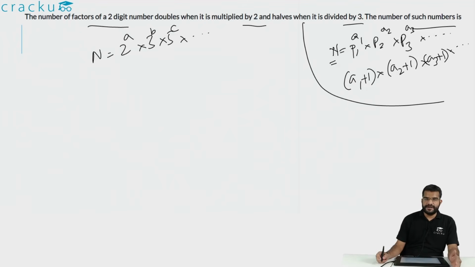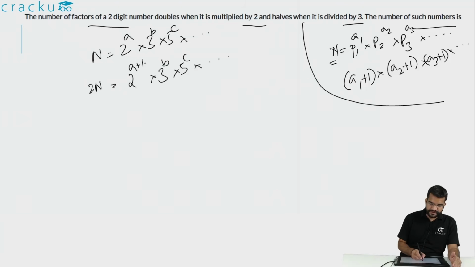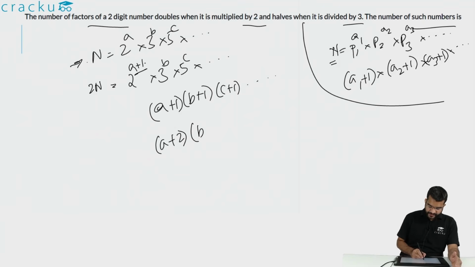We are told that if you multiply n with 2, the number of factors doubles. So what is the value of 2n? 2n will be equal to 2 to the power (a plus 1) into 3 to the power b into 5 to the power c and so on. The number of factors of n is (a plus 1) into (b plus 1) into (c plus 1) and so on. And the number of factors of 2n will equal (a plus 1 plus 1), so that will be (a plus 2) into (b plus 1) into (c plus 1) and so on.